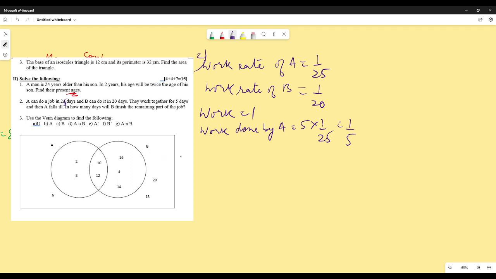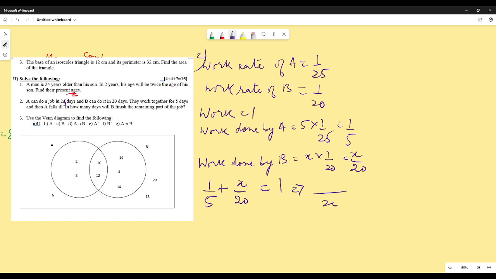Now we do not know how many days B worked. Let us say he worked for X days. So work done by B is equal to X into 1 by 20, that makes it X by 20 work. This work was done by B. Together when they finish the work, 1 by 5 plus X by 20 should be equal to 1, whole work, complete work. So now we solve it, and what do we get over here?